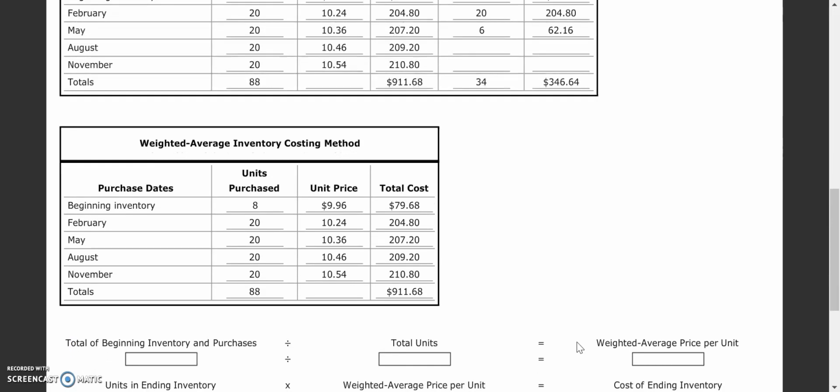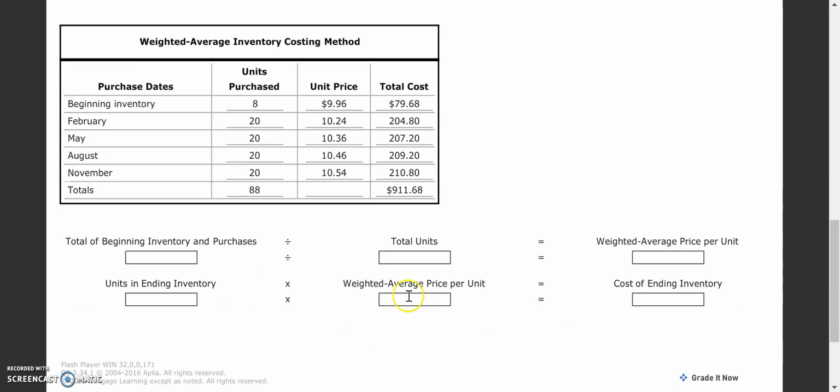So we're going to come down here to the bottom, and it's going to show us that our total of beginning inventory and purchases is $911.68. That's coming from right here. This is your total cost of your beginning inventory and purchases. So we take $911.68 and we divide it by the total units that we have. We had 88 units total during that fiscal period, so we plug in 88. And then we take 911.68 and divide by 88, which is going to give us a weighted average unit price of $10.36. So essentially, all we did is try to figure out what the average of this unit price is. And when we do that, it's $10.36.